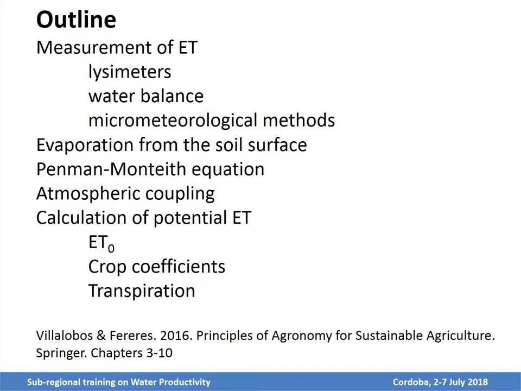Finally, we will review the calculation of potential evapotranspiration using the FAO method, which is based on reference ET, ETo, and the use of crop coefficients. And finally, we will also discuss a simple method for estimating transpiration. The contents of this lecture are based on chapters 3 to 10 of our book, Principles of Agronomy for Sustainable Agriculture.